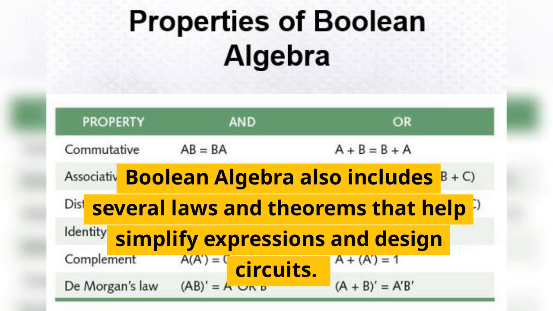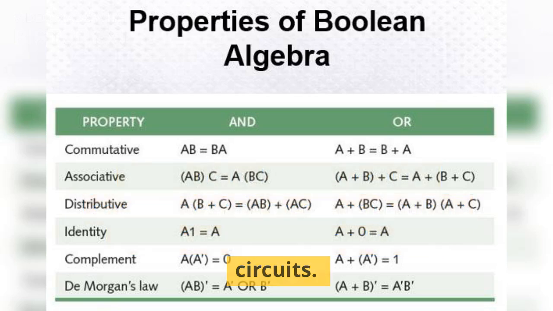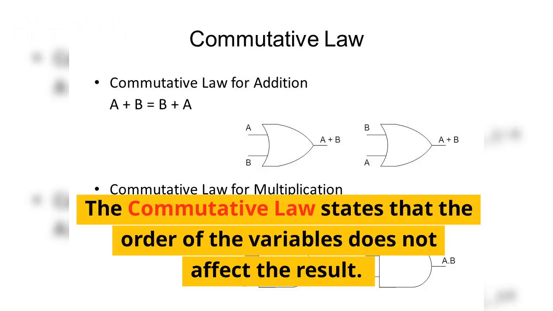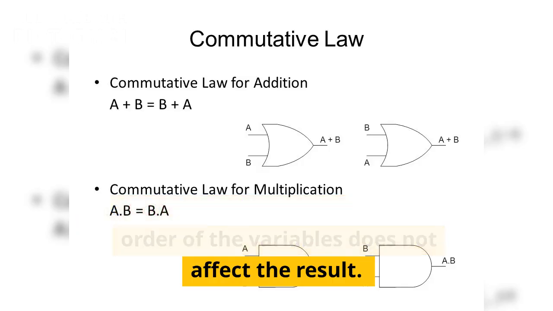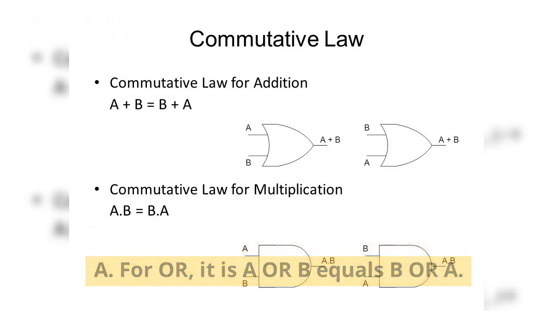Boolean algebra also includes several laws and theorems that help simplify expressions and design circuits. Let's go over some of the key laws. The commutative law states that the order of the variables does not affect the result. For AND, it is A AND B equals B AND A. For OR, it is A OR B equals B OR A.